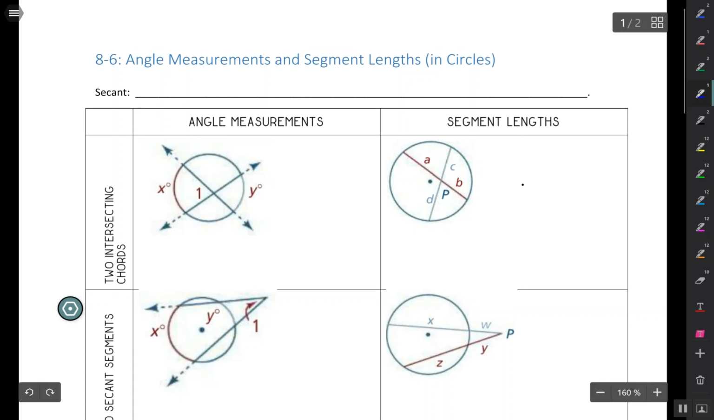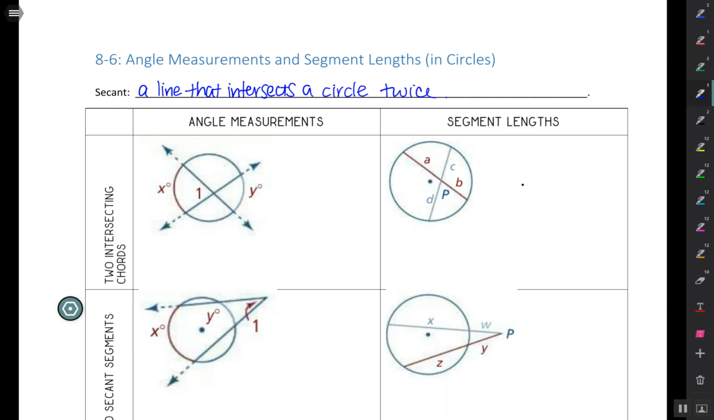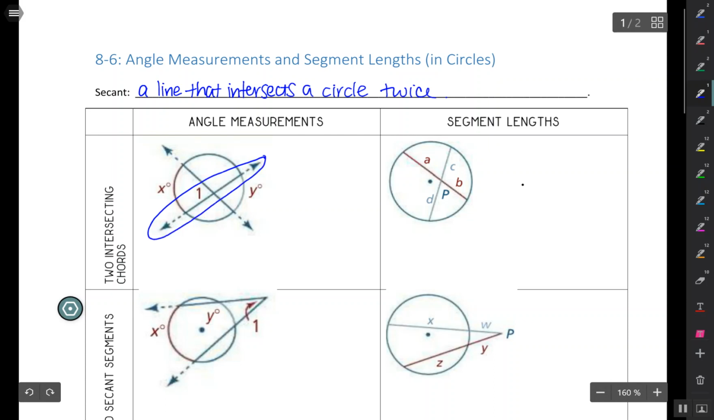A secant is a line that intersects a circle twice. So it's different than a tangent that only intersects the circle once. So it'll go through it. You could see right here, this is an example of a secant. It just goes straight through.